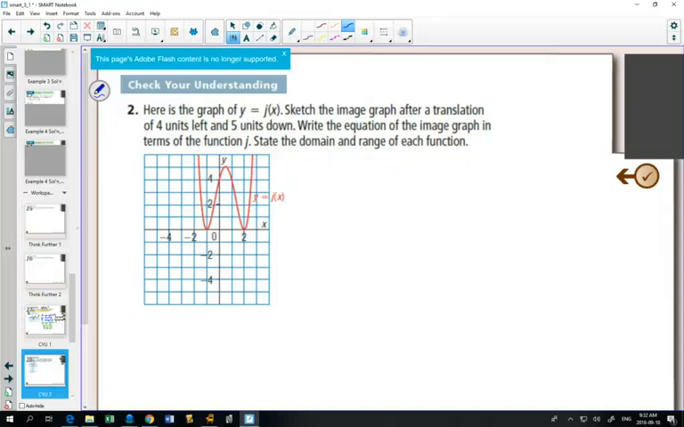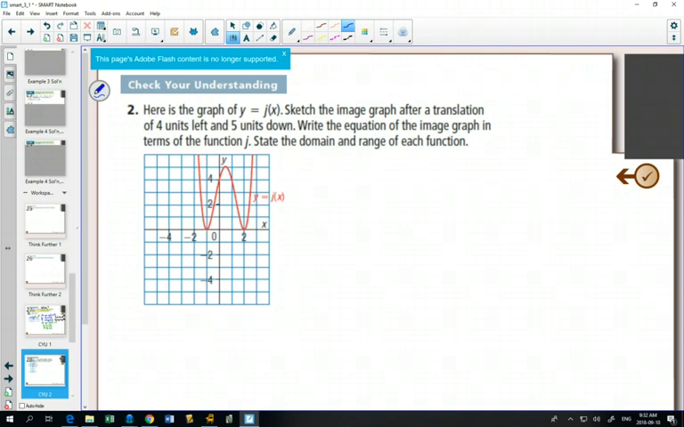And here's the graph of j of x. Again, now you see in your notes, they're starting to give us graphs that we don't know the equation of. So our first couple of examples that we did the other day, we had x squared, x cubed, square root of x, absolute value of x. You still need to know all those parent graphs, but in these ones, they're just giving you some random graph. We want to sketch the image after translation 4 units left and 5 units down.